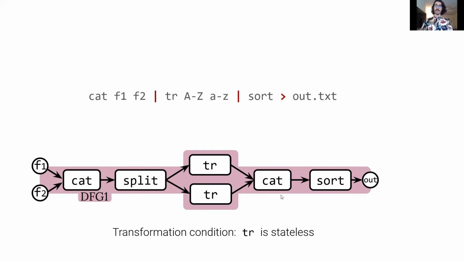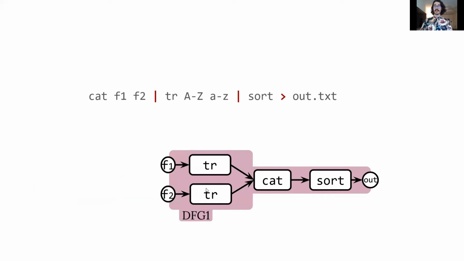After that, we can apply a second transformation that removes a cat followed by a split, where the cat has the same number of inputs as the split has outputs. In this case, by removing those two, the first tr reads directly from F1 and the second tr reads directly from F2, getting rid of this unnecessary merging and splitting.